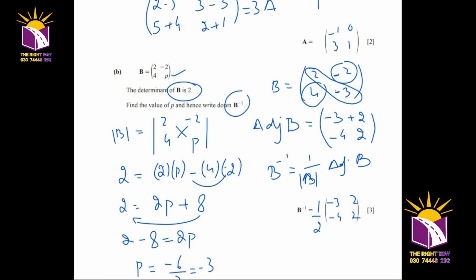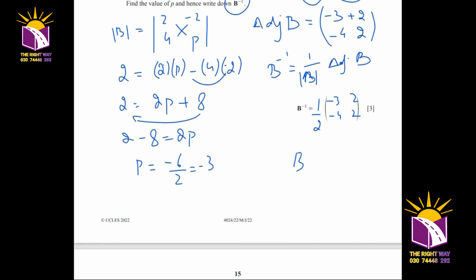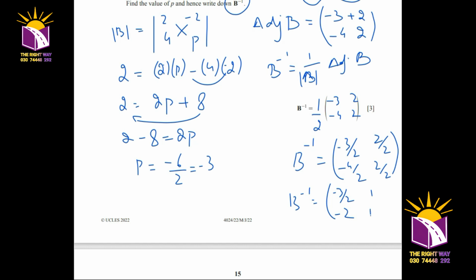You can write it either like this, or you can also write B inverse equal to minus 3 by 2, 2 by 2, minus 4 by 2 and 2 by 2. By solving this, B inverse will be equal to minus 3 by 2 as it is, 2 by 2 is 1, minus 4 by 2 is minus 2, and 2 by 2 is equal to 1. You can either write this or you can write this.